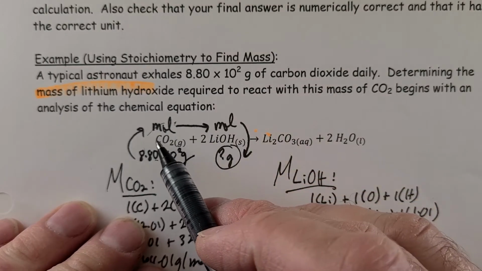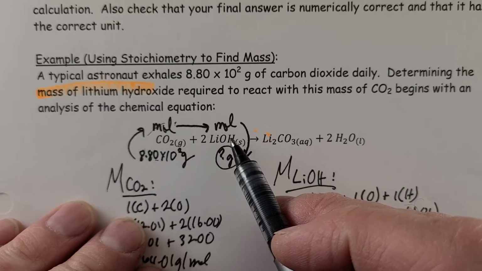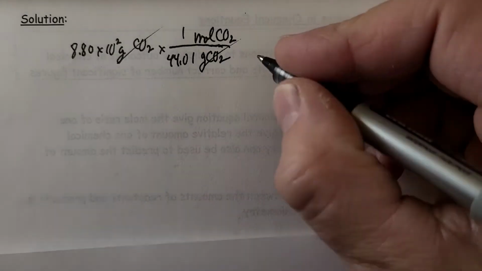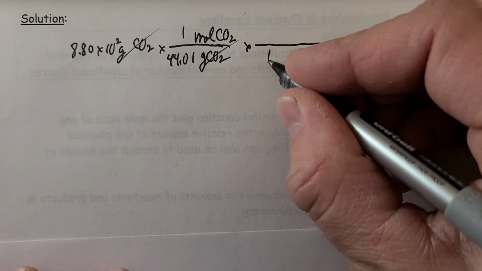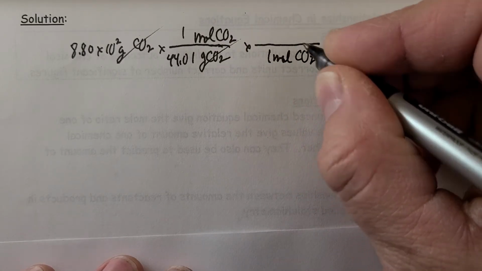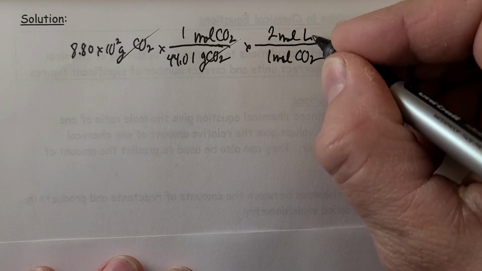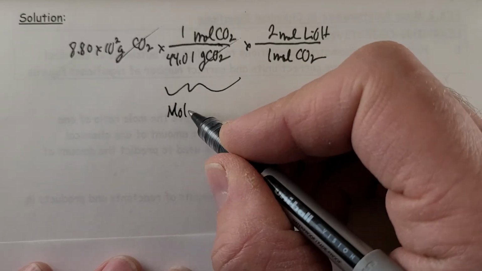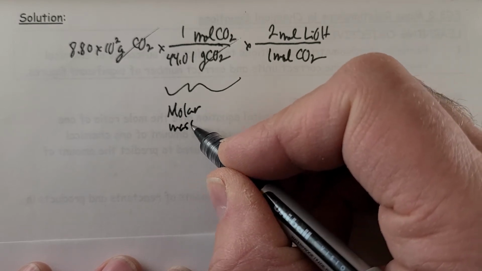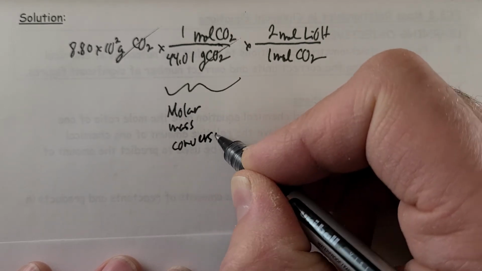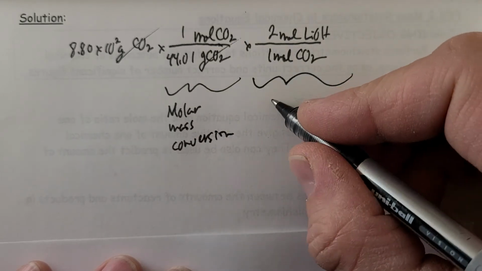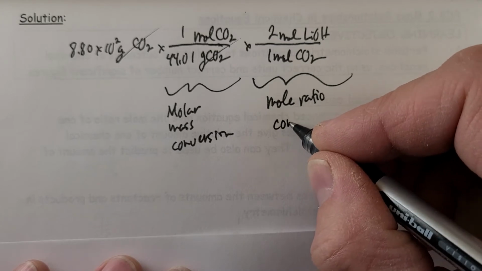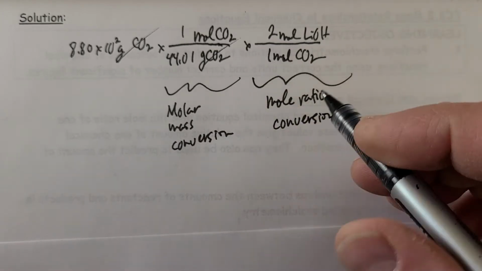But of course, we need to go from moles of carbon dioxide to moles of lithium hydroxide. And it's a 1:2 ratio. So 1 mole of CO2 to 2 moles of lithium hydroxide. So you can see here, we have a molar mass conversion, and here we have a mole ratio conversion. So that's what we're doing there.